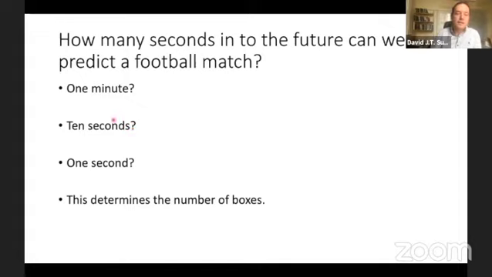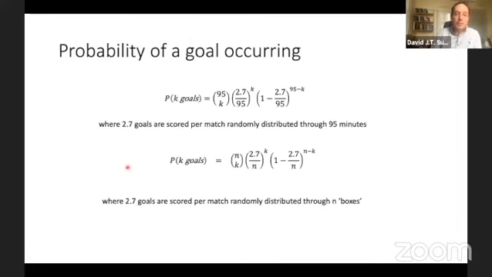And I think that's somewhere between 1 second and 1 minute. And that tells us, well, yeah, so I've said here 2.7 goals scored per match were randomly distributed between 95 minutes. But then we can rewrite this equation.